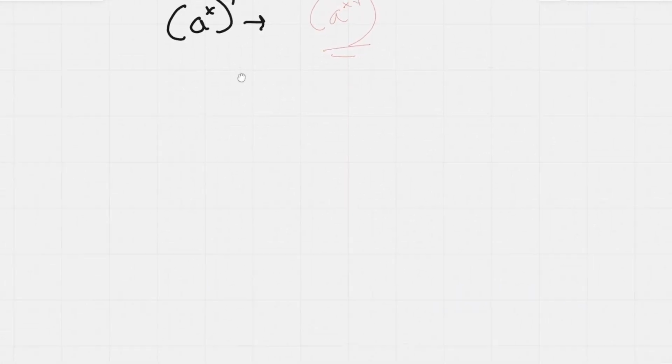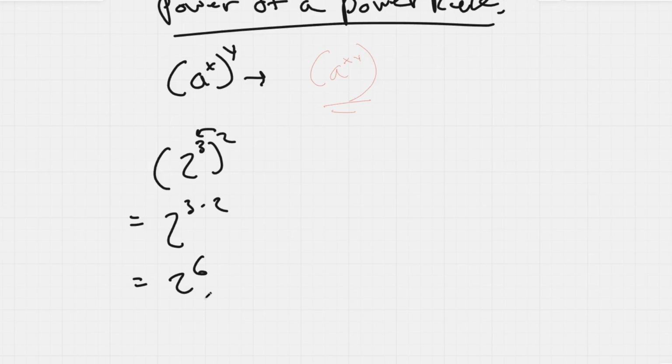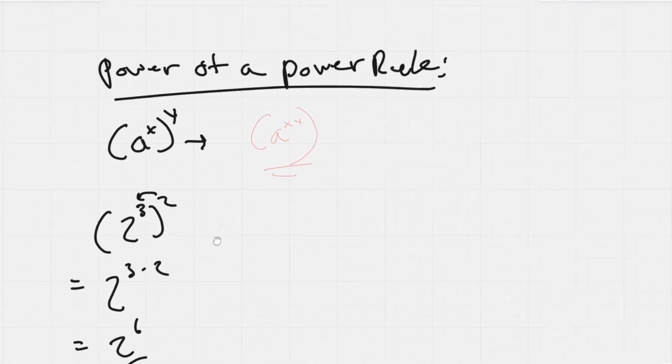So let's actually do an actual question for this. Let's say I had 2 to the power of 3, all to the power of 2. To figure this out, we would just take this 2 and multiply it into our 3. So this would be basically equal to 2 to the power of 3 times 2, like that. So this would be 2 to the power of 6, right? And 2 to the power of 6 is equal to 64. And that's the answer to this one in this case.